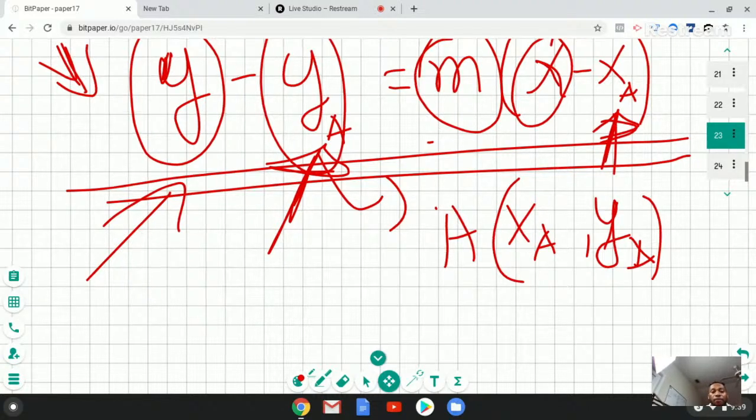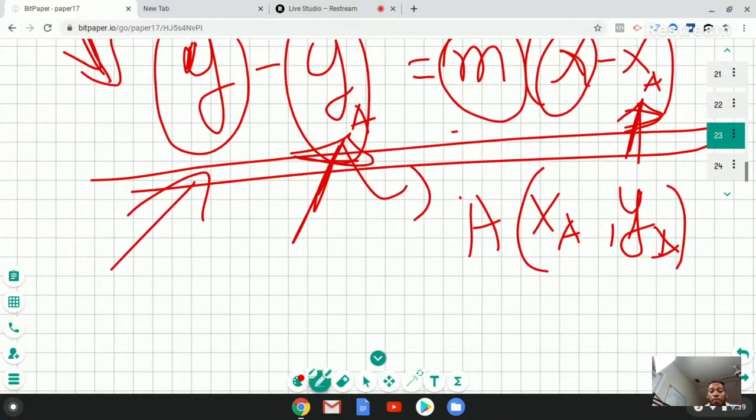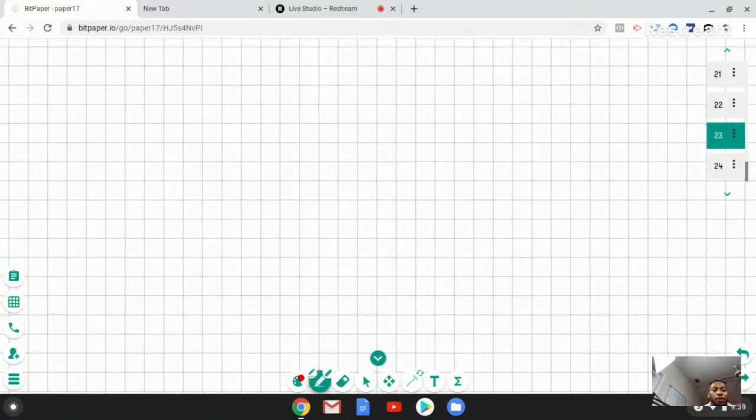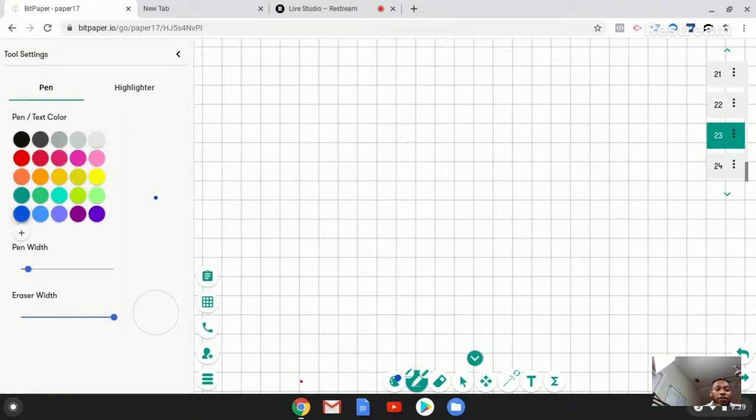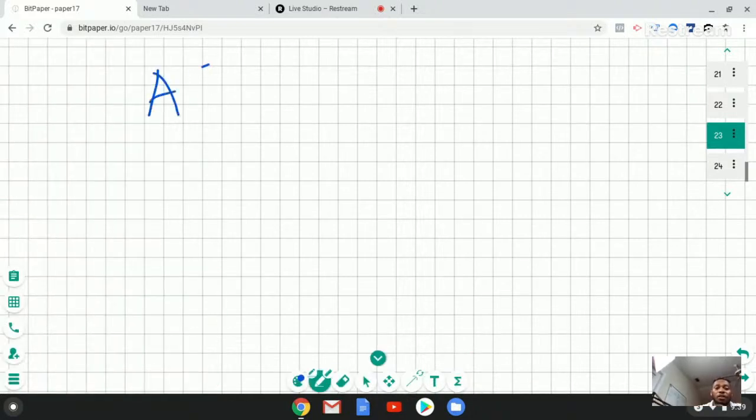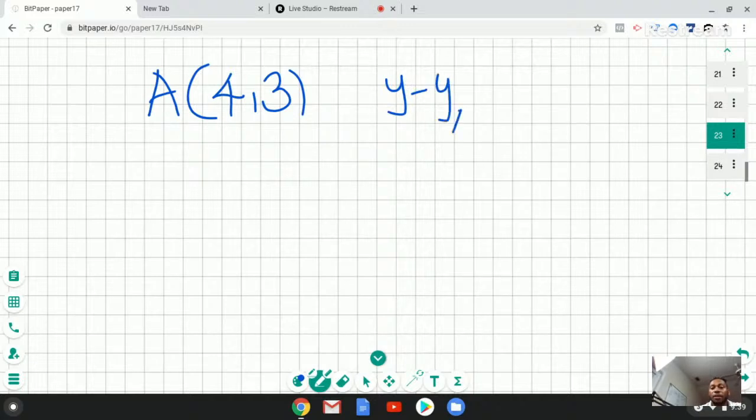So we have y, a variable, it's going to stay y. ya is the y coordinate of the point A, m is the slope, x is another variable, xa is the x coordinate of the point A. So we know the coordinate of the point A we saw was 4, 3. Now we need an equation that looks like y minus ya is equal to m times x minus xa.